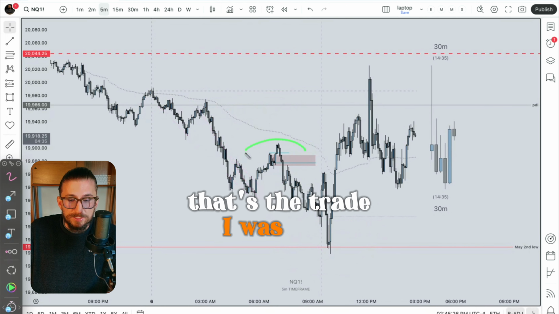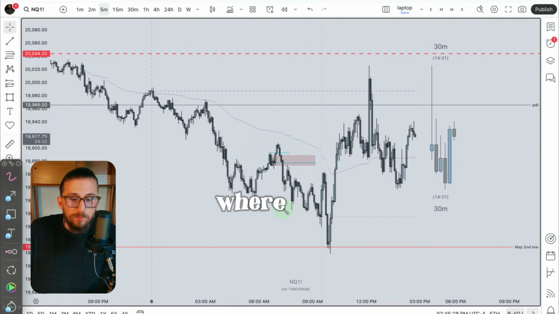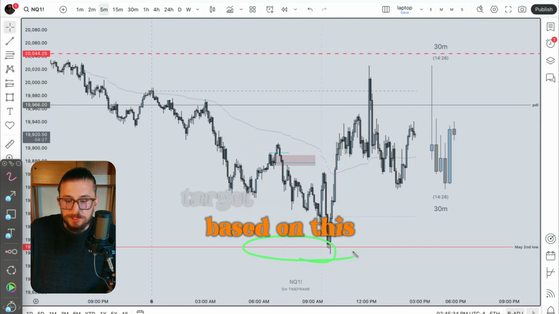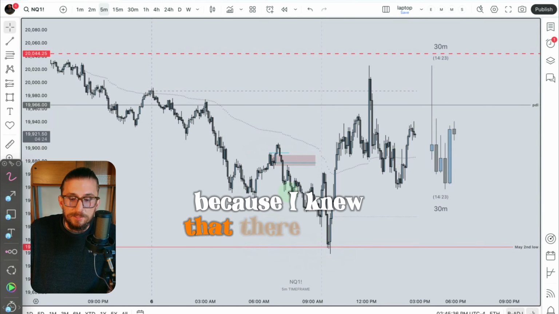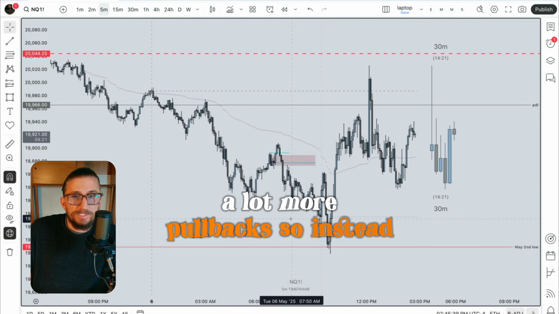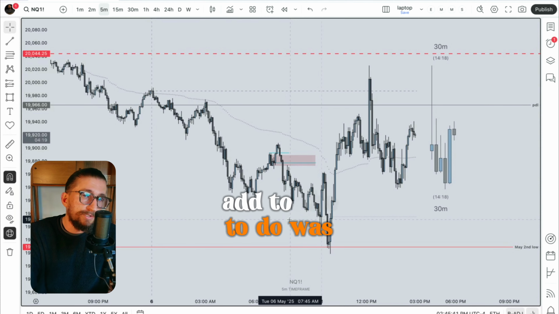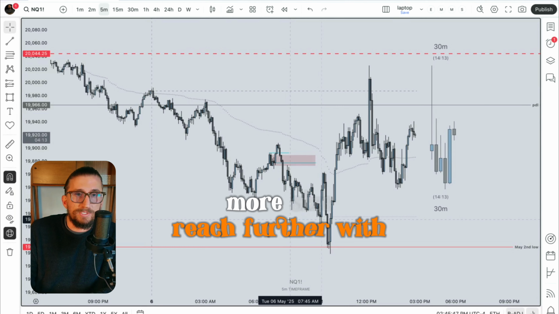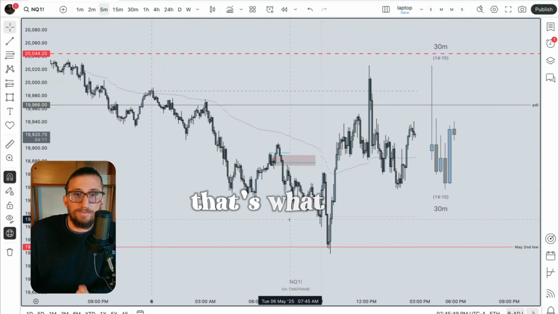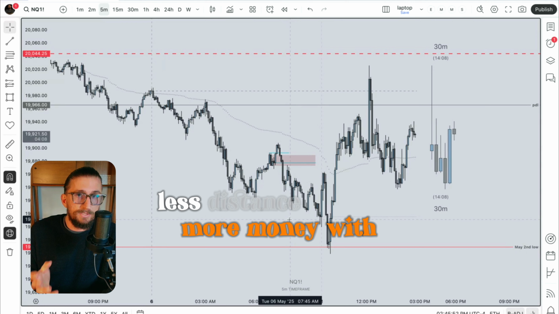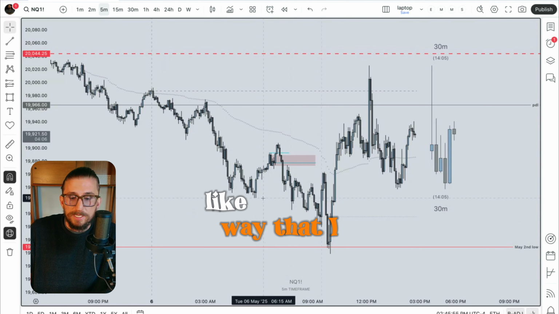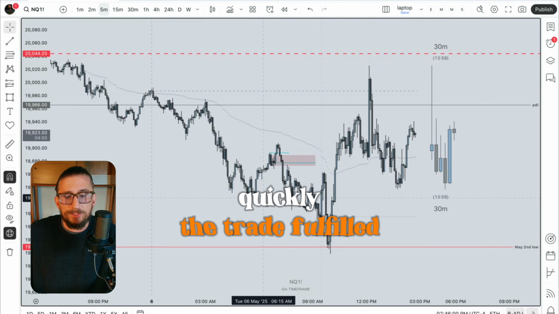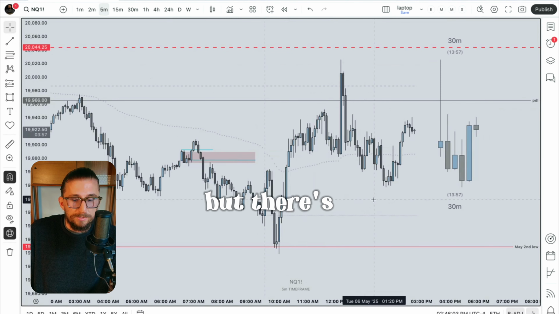That's the trade. I was able to catch this down to where did I exit? Great question, right? Did I exit based on this target down here? No, I didn't, because I knew that there would be likely a lot more pullbacks. So instead, what I opted to do was add to the trade and then lower my target. I don't want to reach further with more size. I'd rather reach less distance. That's what the size is helping me get, more money with less distance traveled. So that's another way that I like to offset risk. If I'm adding contracts, I'd rather get the trade fulfilled quickly rather than hang on for dear life. But there's a time and place for everything.